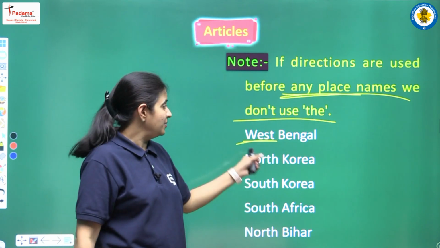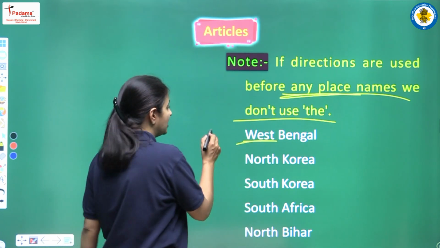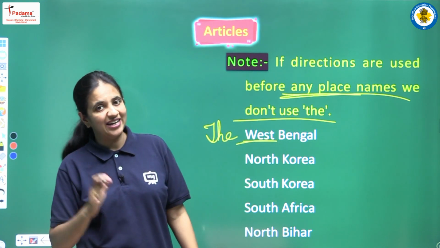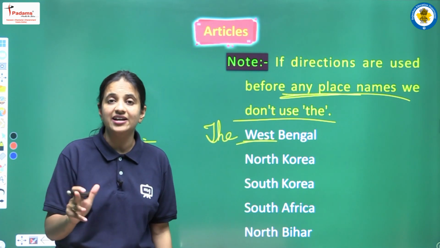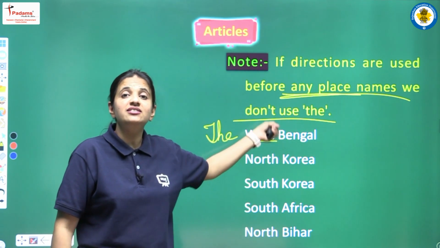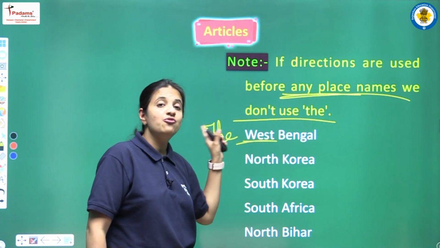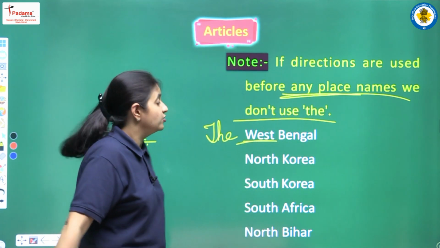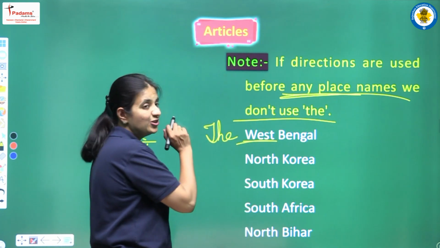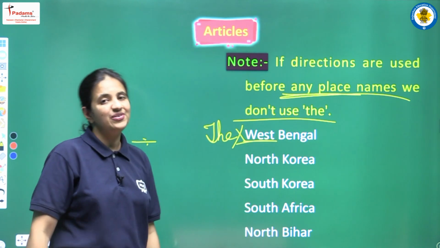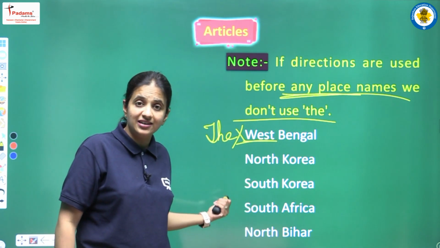It is not the case that we only read direction and put the article here. Why? Because we have read the rule that if we are having the direction, for that we have to use the article. But here this direction is associated with this place. We are having West Bengal here. We all know West Bengal, it's a place name. So this is the reason here we cannot use the article. Here we cannot use any article and we have to put a cross mark here.